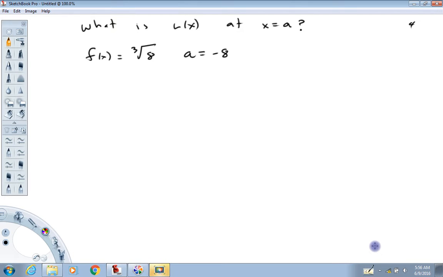The purpose of this video is to demonstrate how to find the linear approximation of a function at a given point. This is problem number 4, section 3.9 in the current calculus text I'm using. What is L of x? L of x stands for the linear approximation at x equals a. In this example, our function is going to be the cube root of x, not the cube root of 8. And we're going to try to linearize this function at a point where x equals negative 8.